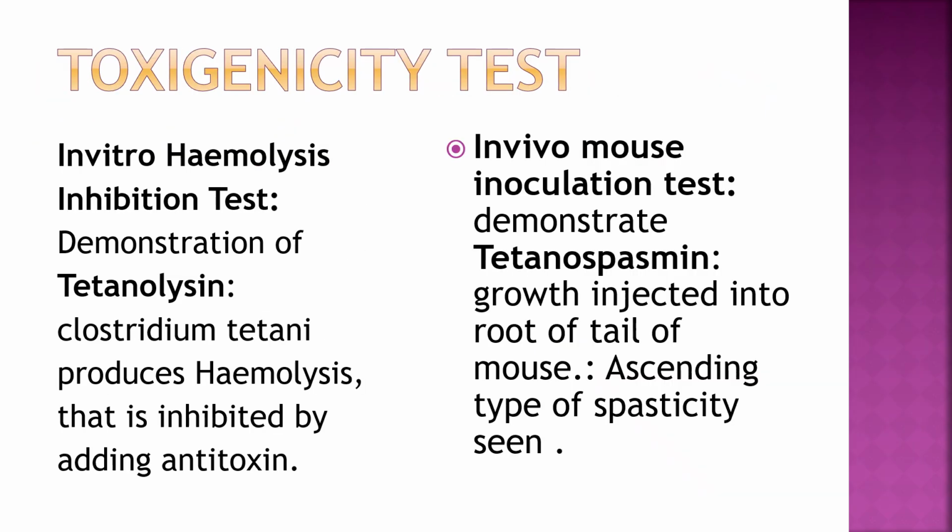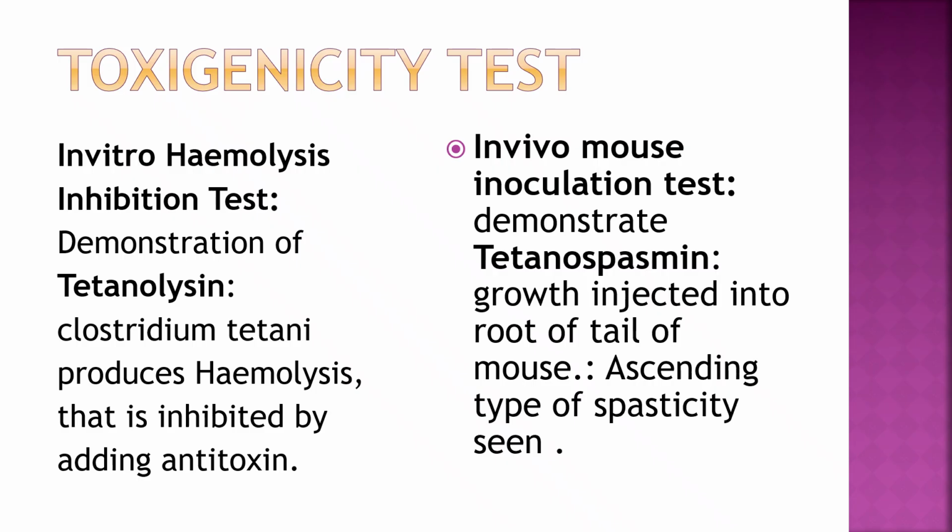Next step is the toxigenicity test, that is done for demonstration of the pathogenicity of the organism. So there are two types: in vitro hemolysis inhibition test, that is done for demonstration of the tetanolysin, and in vivo mouse inoculation test, that is done to demonstrate tetanospasmin. So in vitro hemolysis inhibition test, Clostridium tetani produces hemolysis, and then in one half of the plate if you add antitoxin, then that hemolysis is inhibited by adding antitoxin, that you can see in that plate.